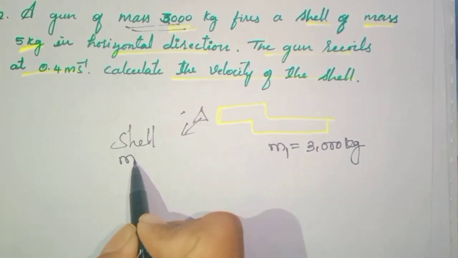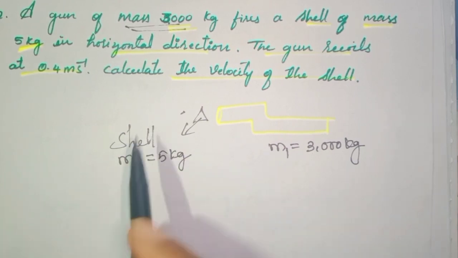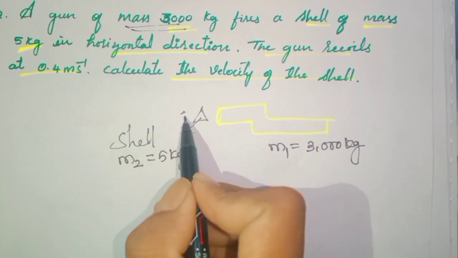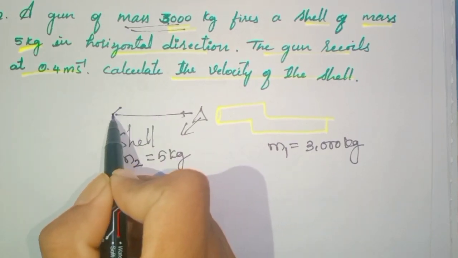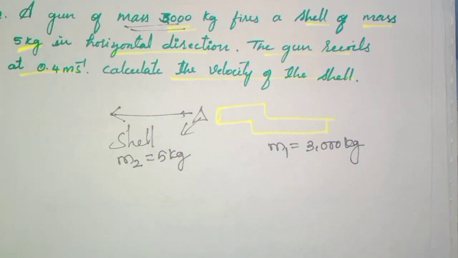Mass of this shell is taken as M2 is equal to 5 kg. In horizontal direction. In horizontal direction, in this direction, what is it happening? It is firing the shell. The gun recoils at 0.4 meter per second.